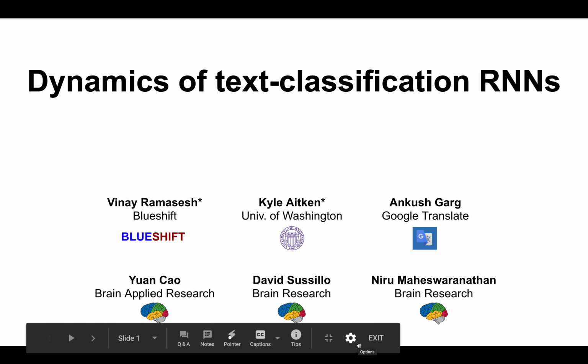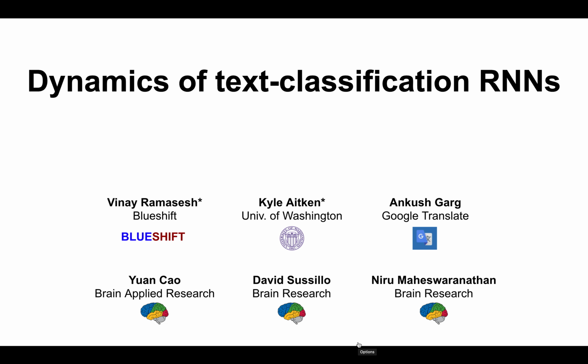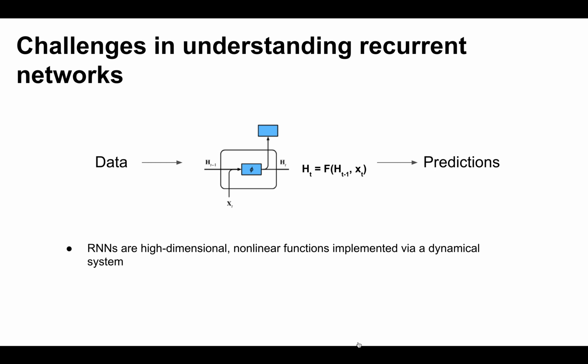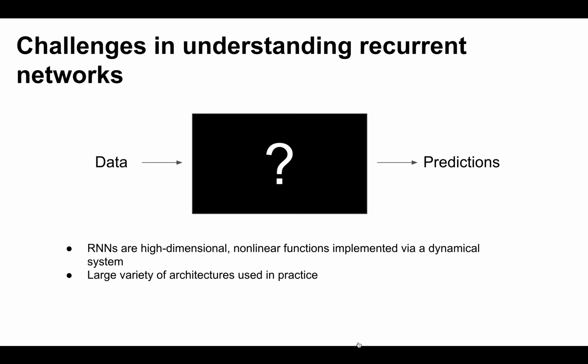The work that I'm going to be talking about today is on the dynamics of RNNs as they perform various text classification tasks. So the motivation for this is that RNNs have recently become very successful in tasks like language modeling or translation, but because they're such high-dimensional nonlinear functions, it's tough to understand what computations exactly they're doing, and thus they're often treated as black boxes.